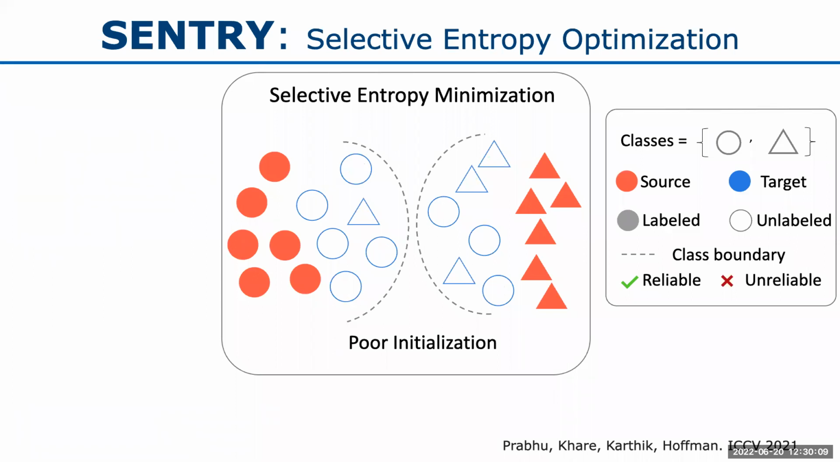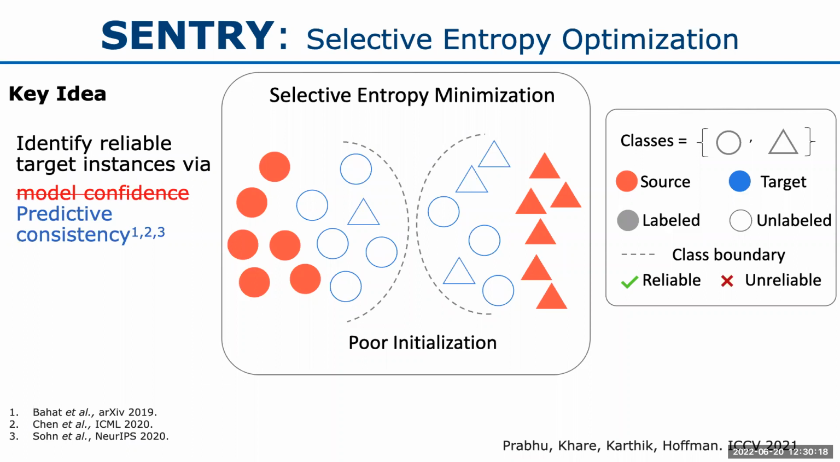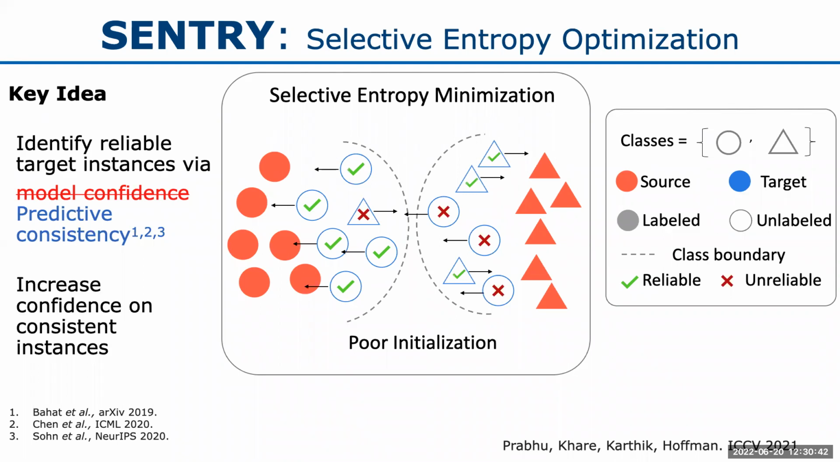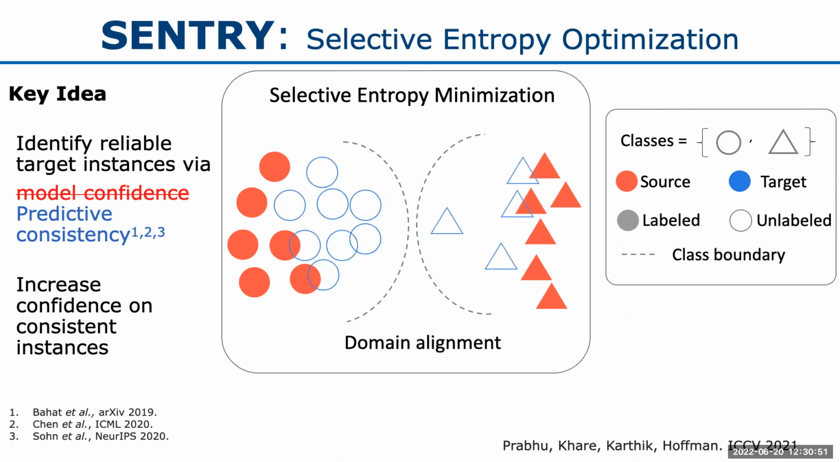So as I mentioned, we're trying to identify reliable target instances on which to self-train. And one way to do that could be, say, model confidence, but that's been shown to be unreliable under a distribution shift. And so we instead use this notion of predictive consistency across image augmentations, which I'll make more concrete in a couple of slides. And so we can then identify some target instances here, shown with this green tick, as reliable and others as unreliable, and then only selectively increase model confidence on consistent or reliable instances and reduce it on unreliable ones, hopefully leading to more robust domain alignment.